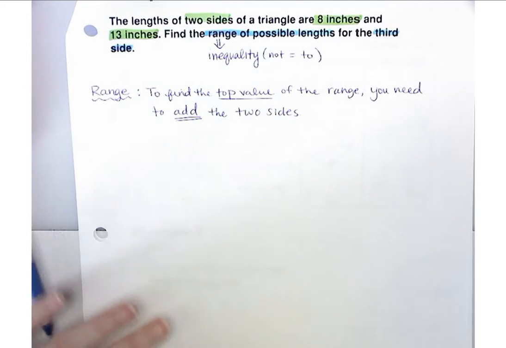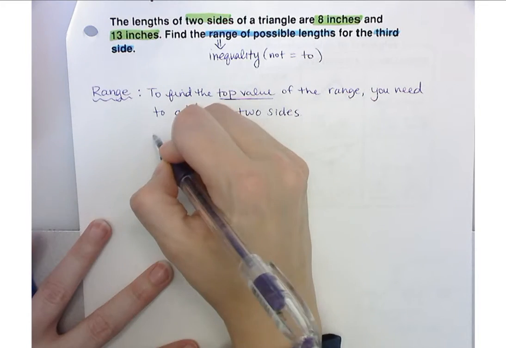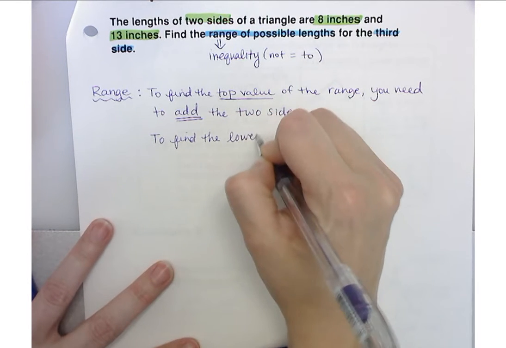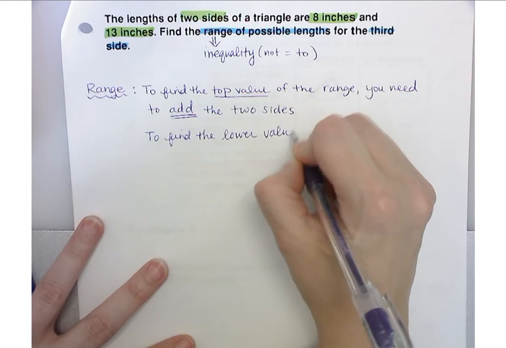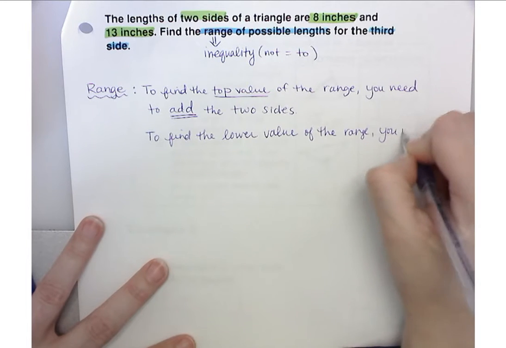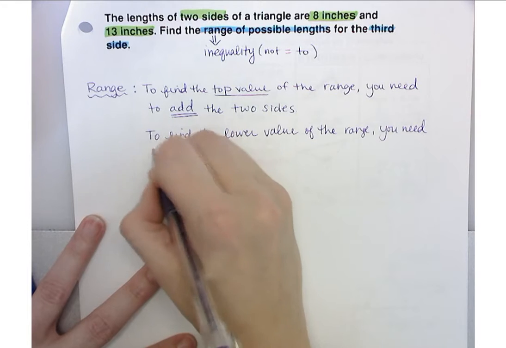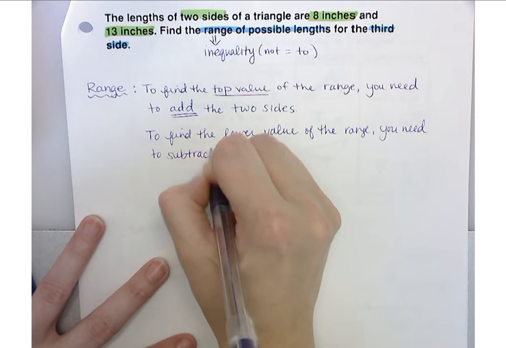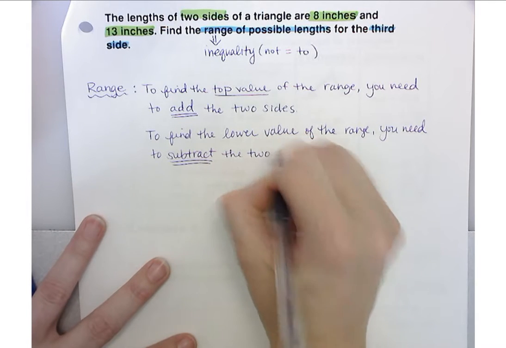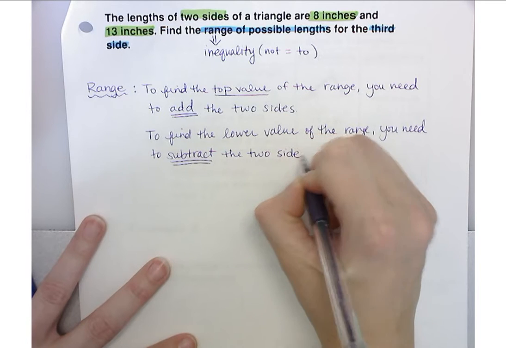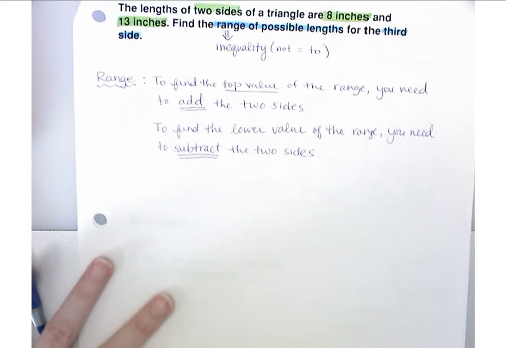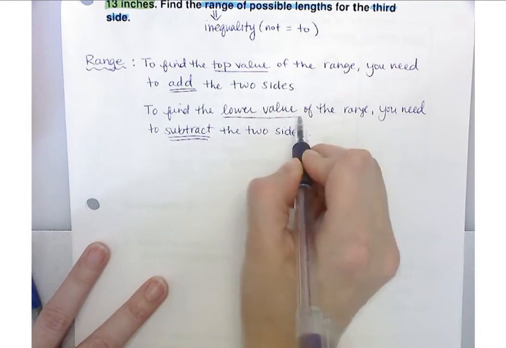Okay, now I said there's also a bottom value. So to get the lower value, and you could probably predict what I'm going to say, to find the lower value of the range, you need to subtract the two sides. Now, when you are subtracting, you always want to take the larger one and then subtract the lower one, because you're never going to have a negative side length.